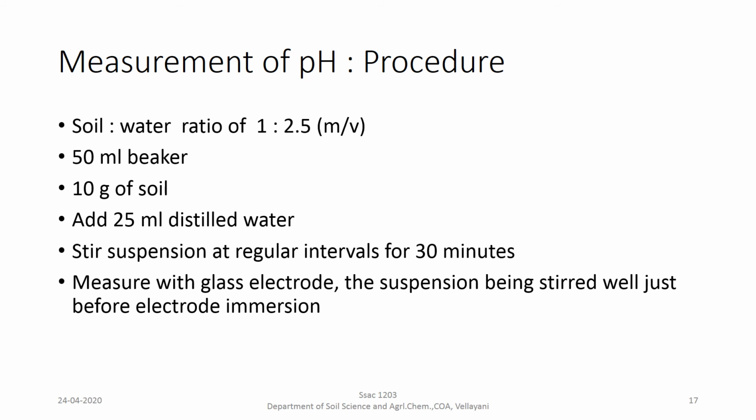and using the glass rod, you have to stir the suspension at regular intervals for 30 minutes. So intermittent stirring now and then for about 30 minutes has to be carried out. At the end of 30 minutes, the suspension has to be stirred well again, and then you have to immerse the electrode of the pH meter into the glass beaker and take the measurement.